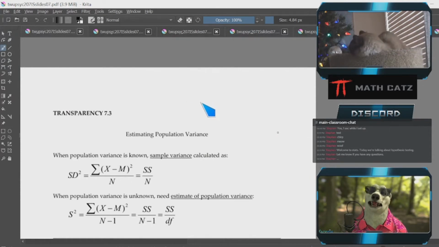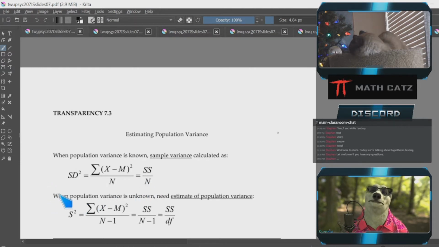Hello and welcome to our next discussion on estimating population variances and the distribution that it gives me as comparison distribution in the hypothesis testing procedure. One thing to note here is when the population variance is known, as was the case up to this point, the sample variance we calculate in this hopefully familiar to you formula.